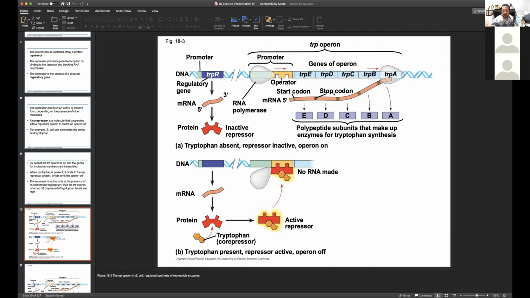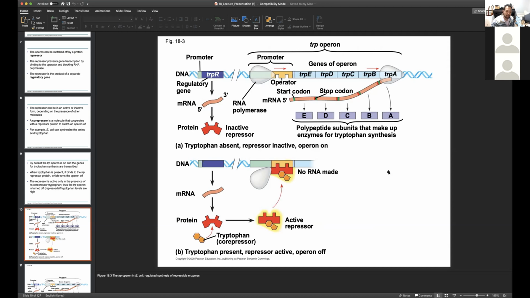But here's the thing. We want to slow this down when there's too much tryptophan. And there's a really easy way to solve this. Now, if you go back to this inactive repressor, let's look at it right here. All we have to do is make this repressor sensitive to tryptophan to such an extent that when tryptophan is too much, it binds to that inactive repressor and turns it into an active repressor, which can now go down to the operator and boom, block the polymerase from moving forward.